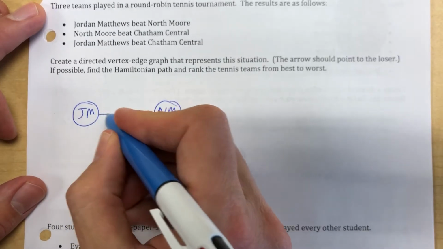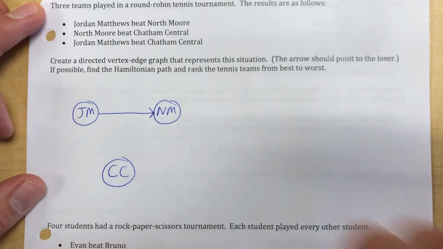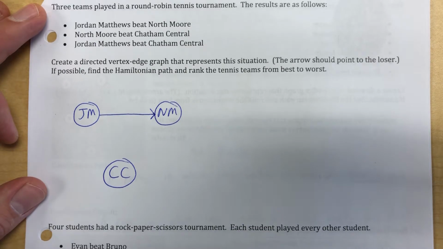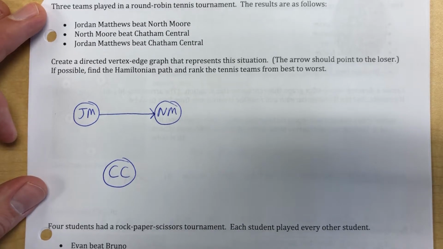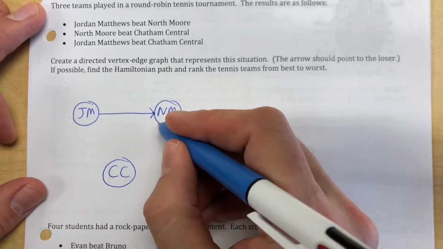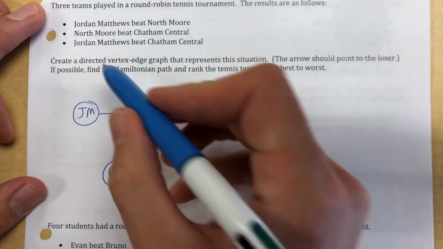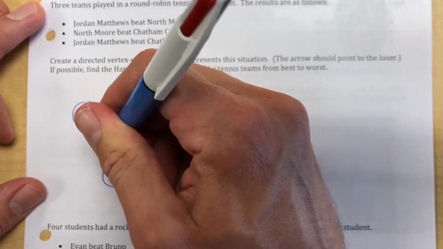Jordan Matthews beat Northmore. So we point from Jordan Matthews to Northmore. I'm not calling Northmore a loser. I am saying that Jordan Matthews beat Northmore, but the one who lost gets the arrow. Don't be picking on Northmore. That's where I went to school. Northmore beat Chatham Central. So we point to Chatham Central. Jordan Matthews beat Chatham Central.